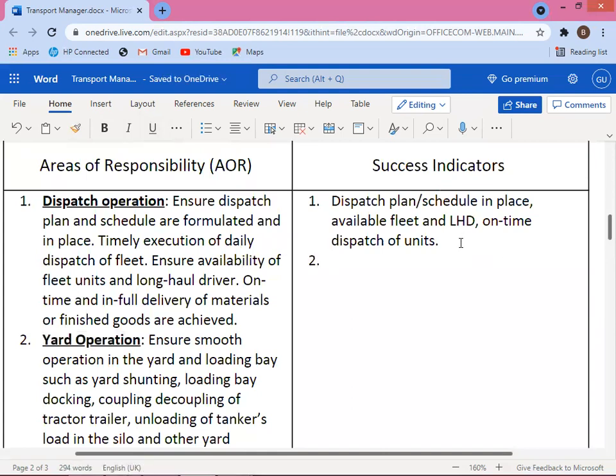We can right away write the success indicator. What do you want me to say here? So I will just say safe. There should be no accident while doing this, because there's heavy traffic going on in the yard, and there are so many trailers, tractors, and drivers roaming around the yard and the loading bays. So it should be safe. That's why it's critical for the driving instructor to train these guys in the yard shunting operation. Yes, and efficient operation of fleet resources.